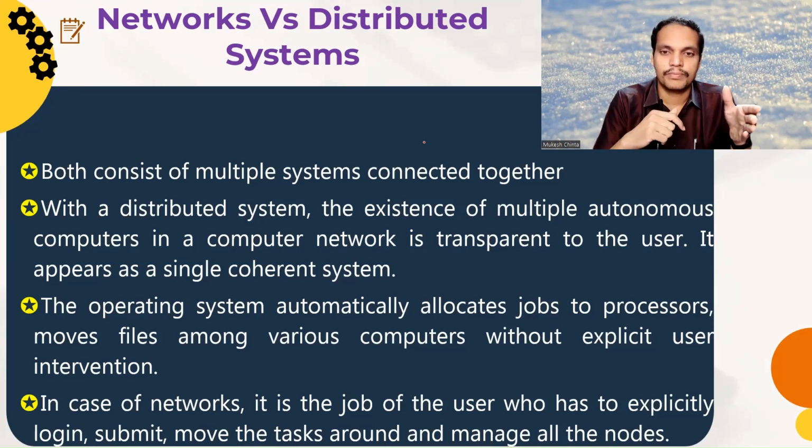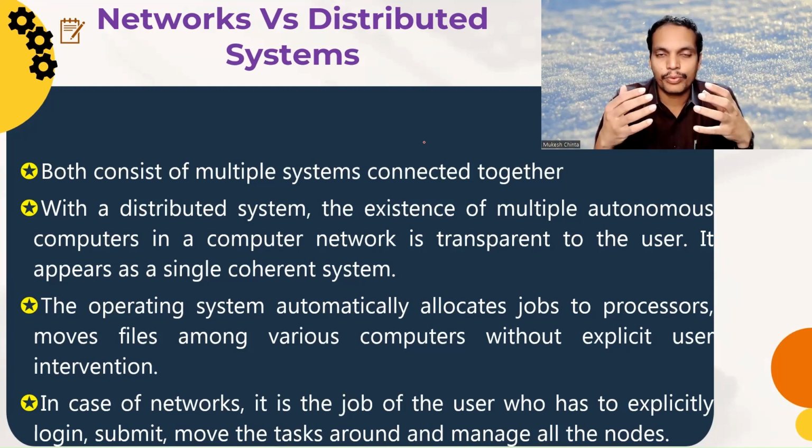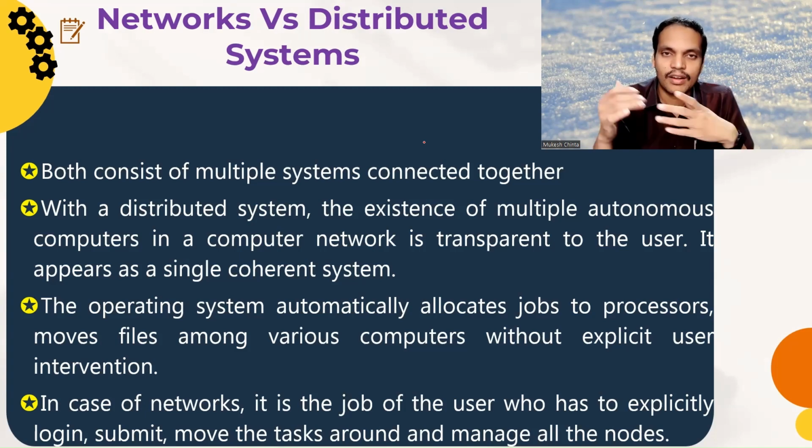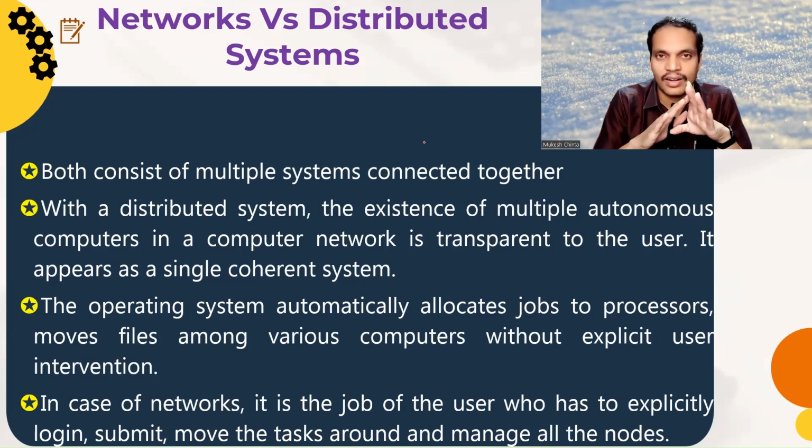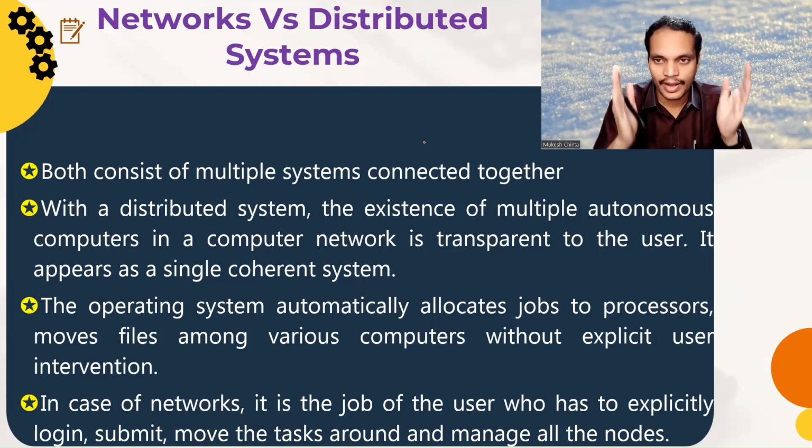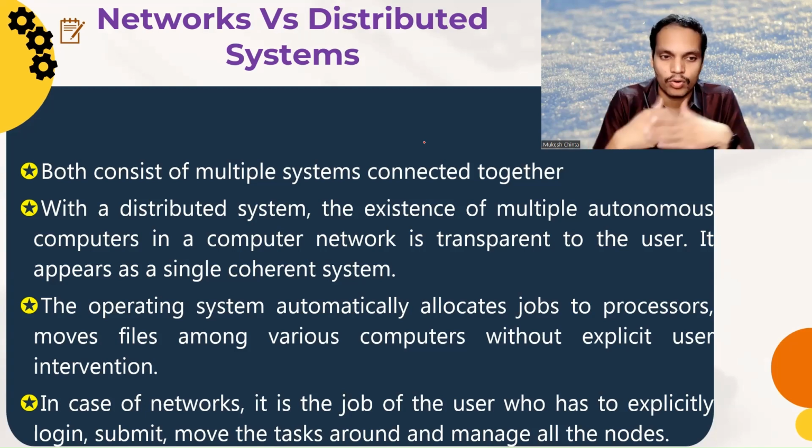With a distributed system, the existence of multiple autonomous computers is transparent to the user. Simply put, the user doesn't know how many systems are connected, how many there are, where they are, or what they are connected to. Nothing. The user sees only one single coherent system. He will be interacting with only one system in a distributed system. He doesn't know what's happening in the background.